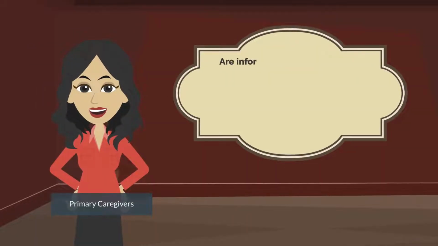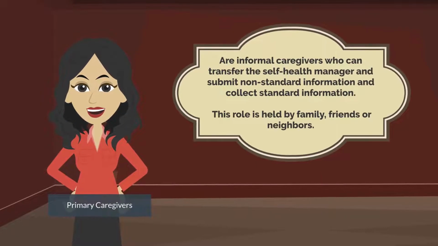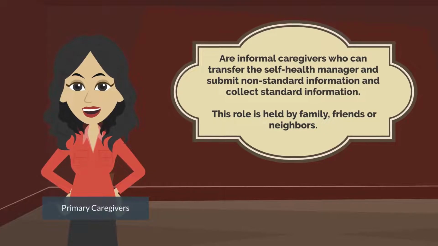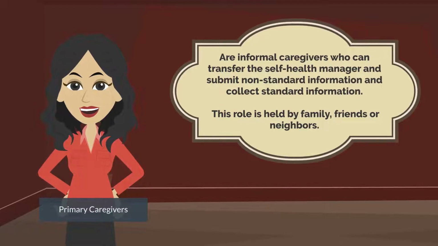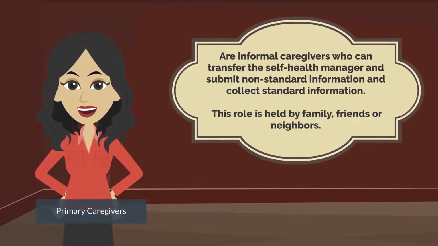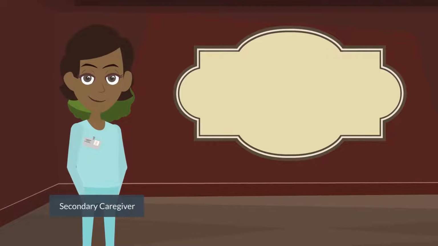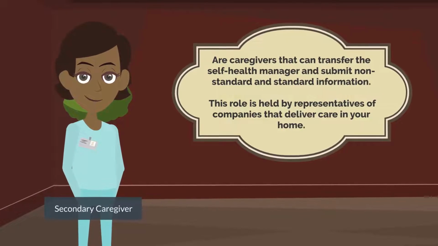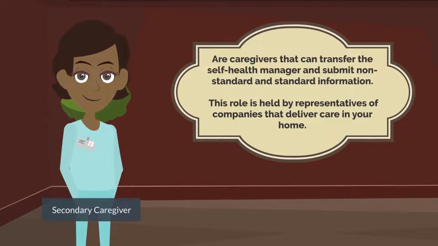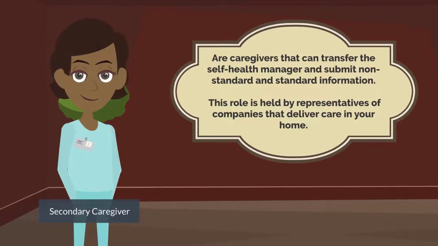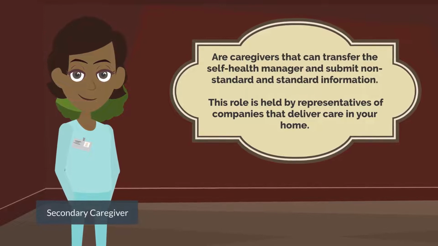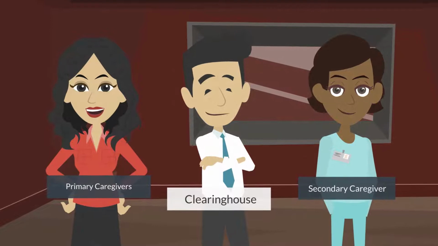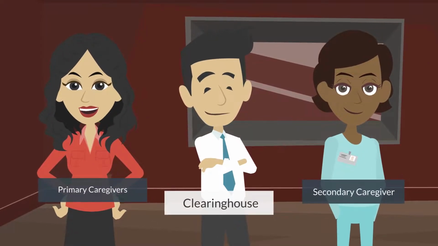Primary caregivers are informal caregivers who can transfer the self-health manager and submit non-standard information and collect standard information as well. This role is held by family, friends, or neighbors. The last group are secondary caregivers, who are caregivers that can transfer the self-health manager and submit non-standard and standard information. This role is typically held by representatives of companies that deliver care in your home. These are the 3 roles that everyone will play as defined by Patient Better.